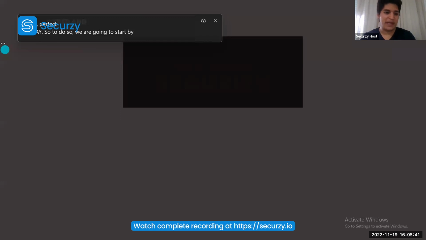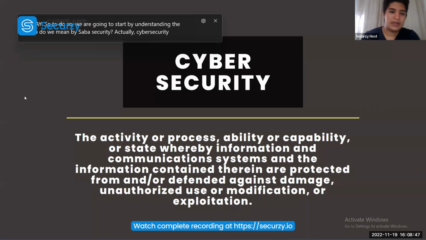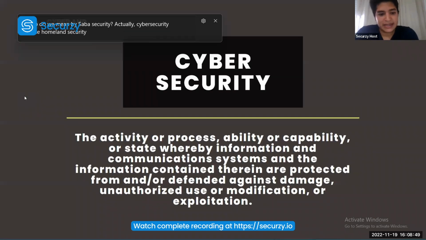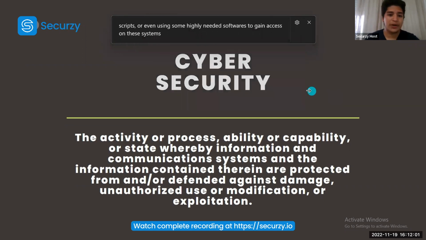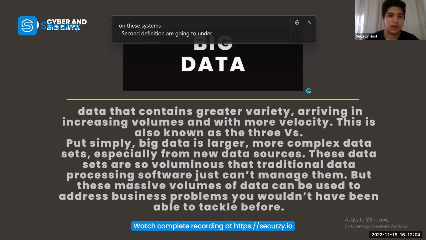Understanding this, what do we mean by cybersecurity? Actually, cybersecurity, as the Homeland Security says, is the activity or process, ability or capability, or state whereby information and communication systems and the information contained therein are protected from and or defended against damage, unauthorized use or modification or exploitation.